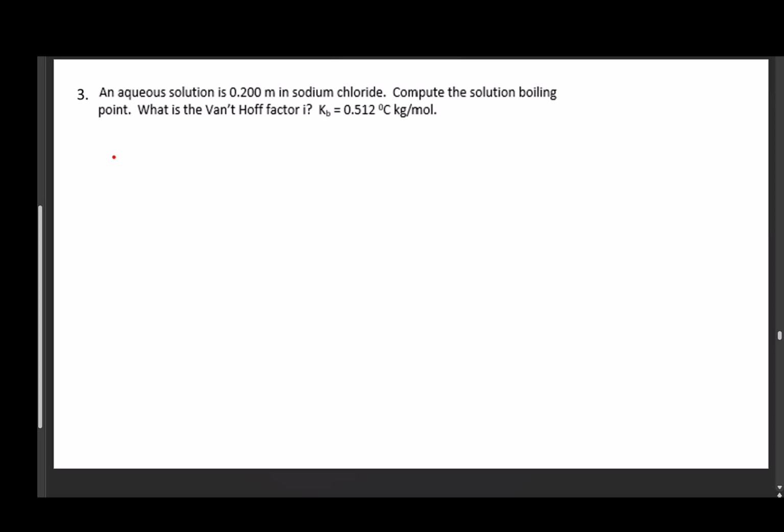So it's an aqueous solution. So we have sodium chloride solute in solvent water. It's our solute and it's our solvent. All right, so let C, concentration molal for sodium chloride, be 0.200. That'd be moles of sodium chloride per kilogram of water.